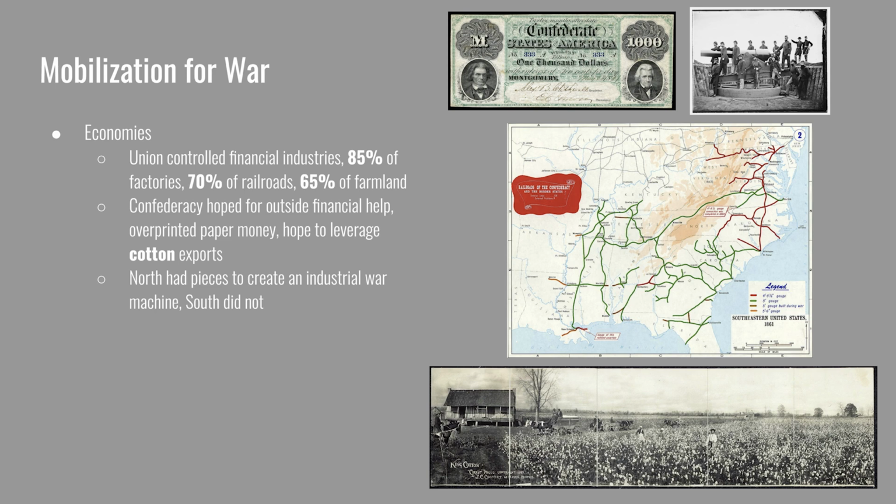The Northern economy had more advantages. The Union controlled all financial industries, 85% of the factories were in the North, 70% of railroads were in the North, and they had 65% of the farmland, most of which produced food that fed the country through the war, as opposed to the farmland in the South that was used to grow cash crops. The Union, thus, could maintain this war effort for longer than the South could.